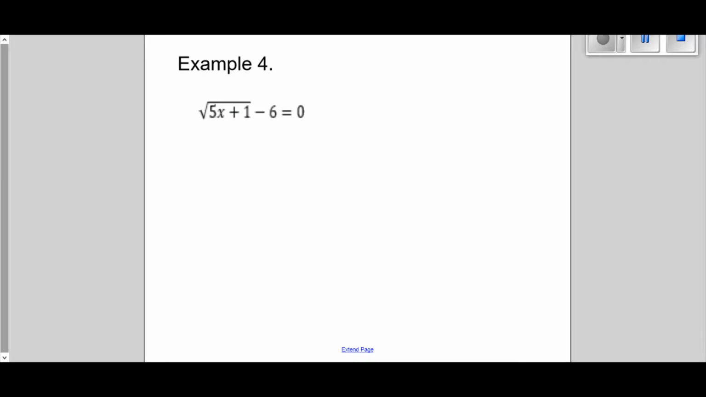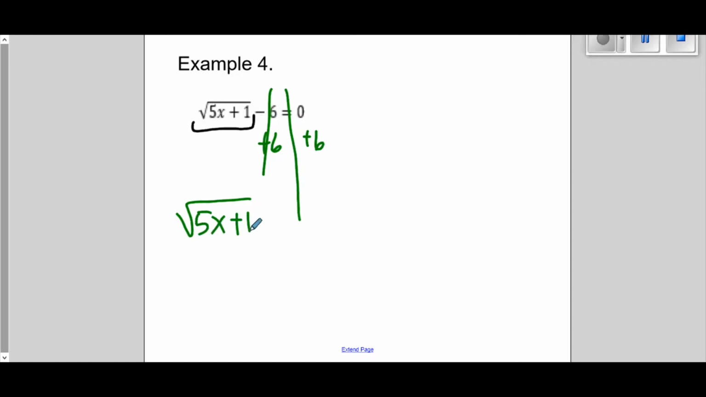Example 4. So here's my square root, right there. So I have the square root of 5x plus 1 minus 6 equals 0. So again, I have to get the square root by itself before I solve it. So I can add 6 to both sides of the equation. Here's my line. So those 6's would cancel. So I would get the square root of 5x plus 1 equals 6.